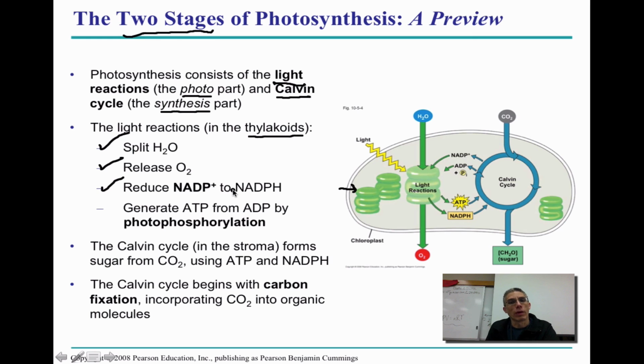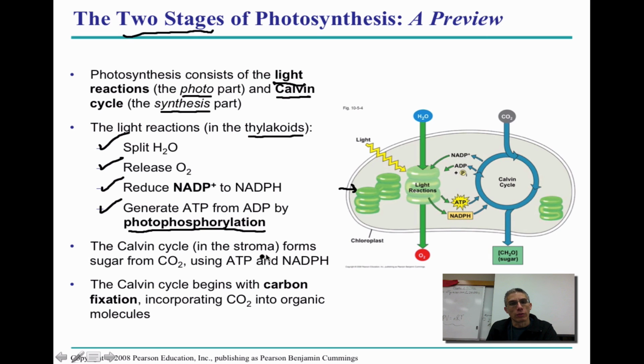And that's going to become really important when we look at each of these different stages of photosynthesis a little bit later. It's going to generate ATP from ADP by the idea of photophosphorylation. Now remember, phosphorylation is simply the movement of that phosphate to ADP to create that ATP molecule.